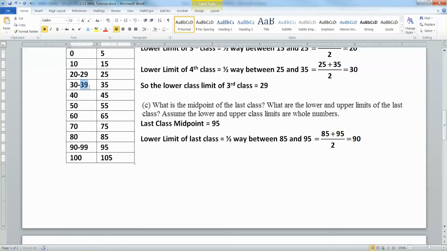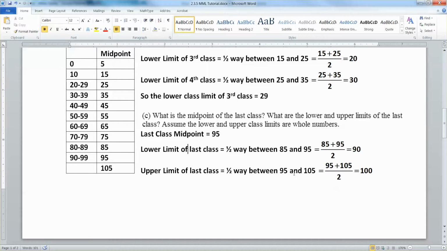Or you could take 29 and just keep adding on 10. 29 plus your class width of 10 gets you 39, plus your class width of 10 gets you 49, and so on, right? And then you could work your way all the way up to 99. So that's another way to do it. Now remember, this last class doesn't really exist, but that's what it would be, right? If it did exist.